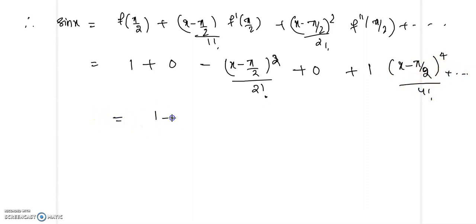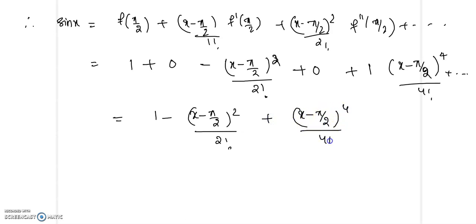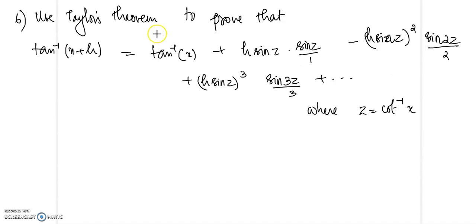So the series is 1 minus x minus pi by 2 whole square by 2 factorial plus x minus pi by 2 whole raised to 4 by 4 factorial. Next term is going to be x minus pi by 2 whole power 6 by 6 factorial plus so on. So that is the required series for sin x in powers of x minus pi by 2.